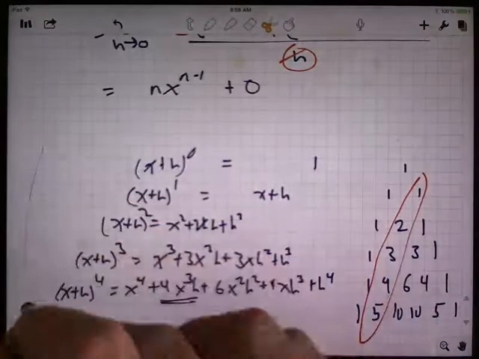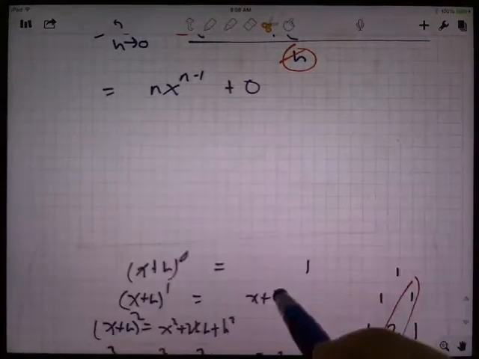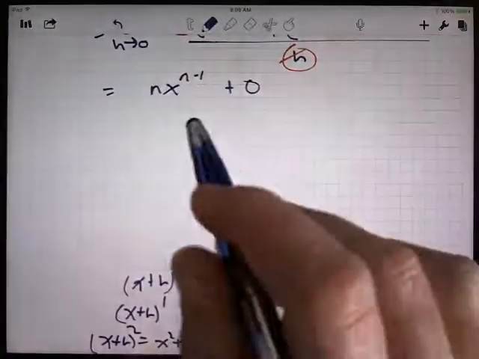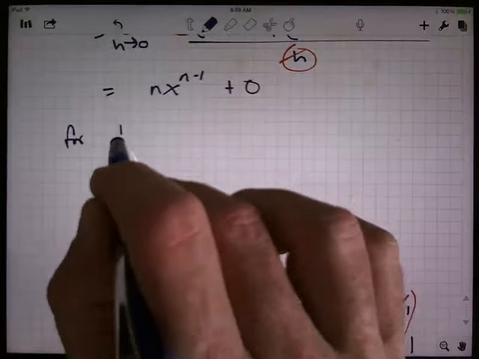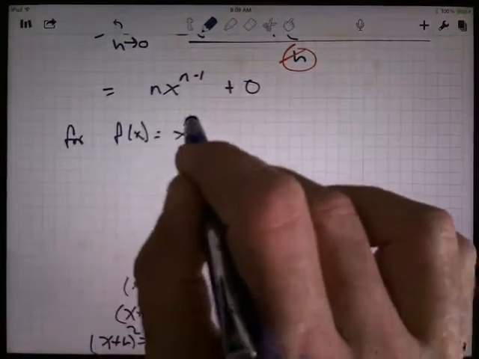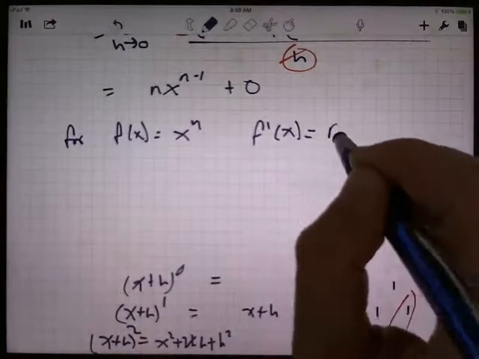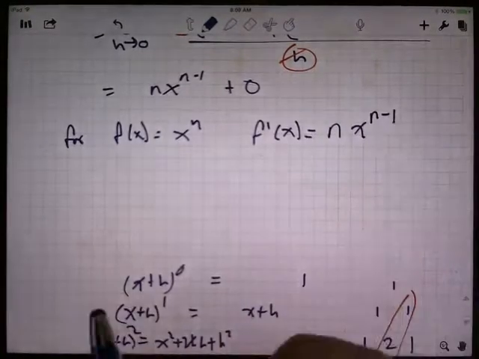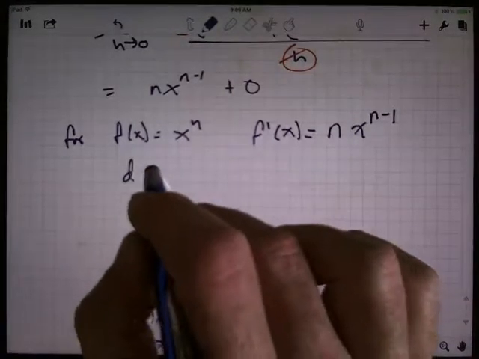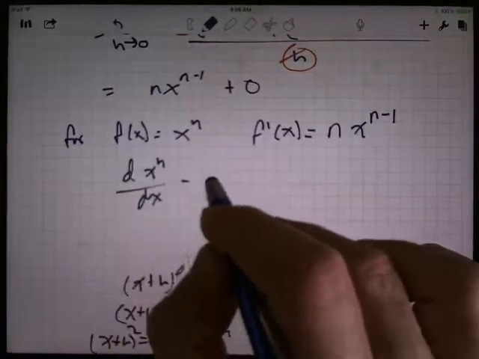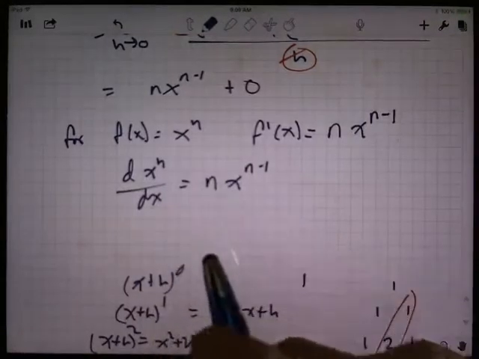Shoot, that's not going to work. Let's try that again. Yeah, there we go. Move that out of the way. My conclusion is that for f of x equals x to the n, then f prime of x is nx to the n minus 1. Sometimes that's written this way: the derivative of x to the n is nx to the n minus 1. I want you to get used to both notations here.